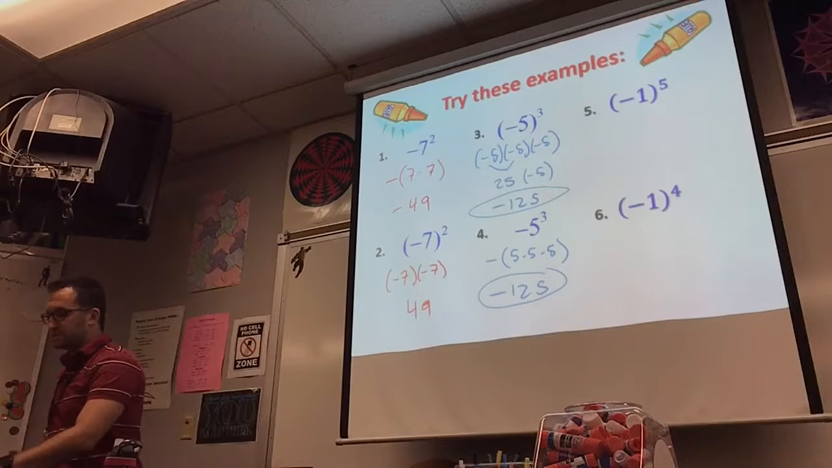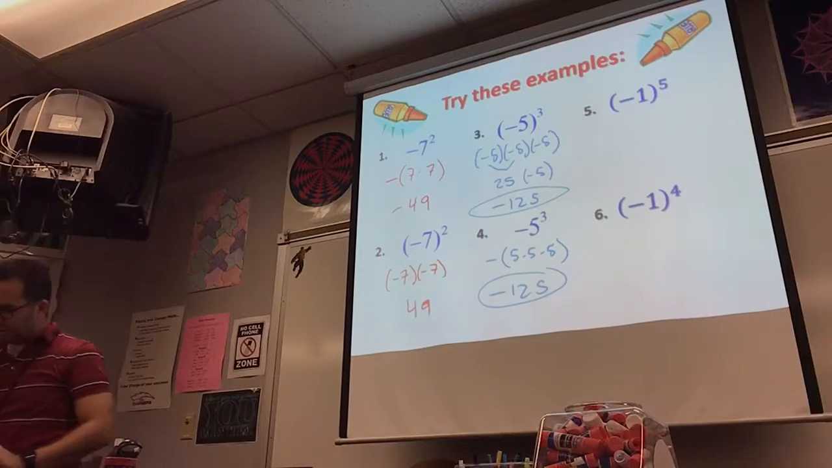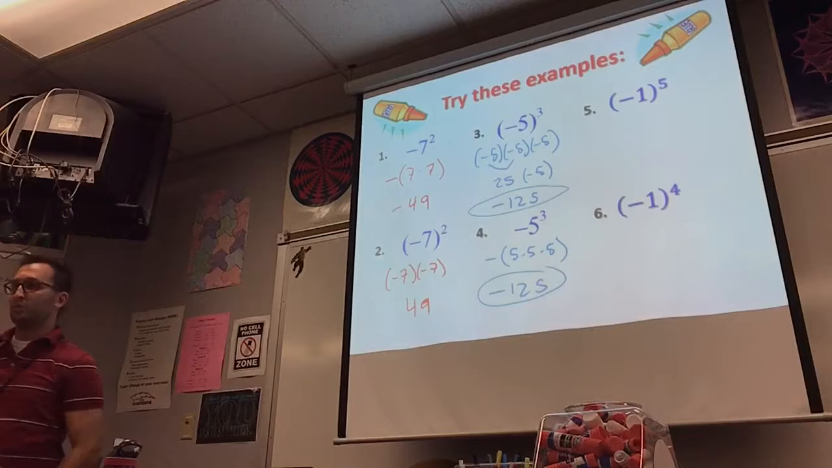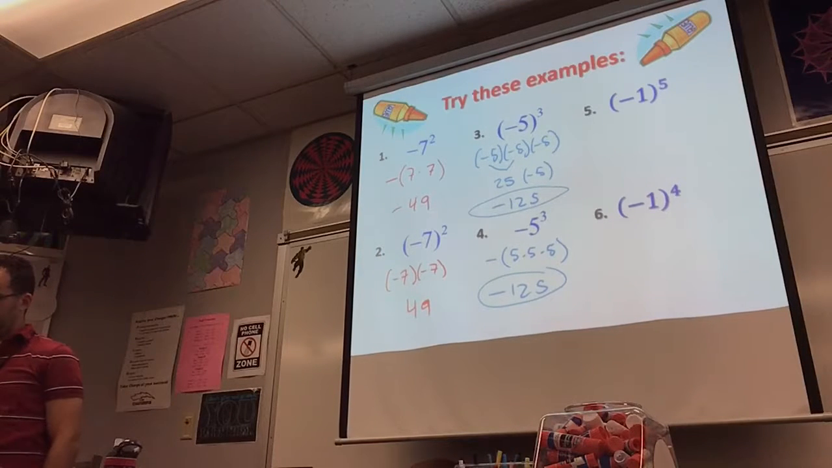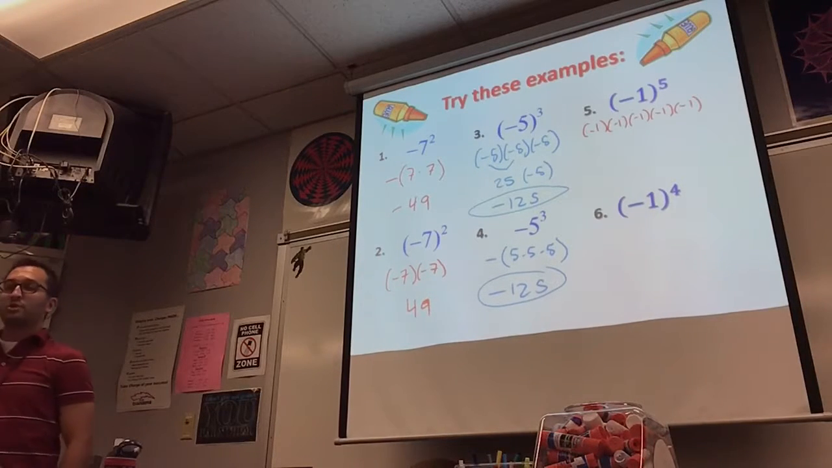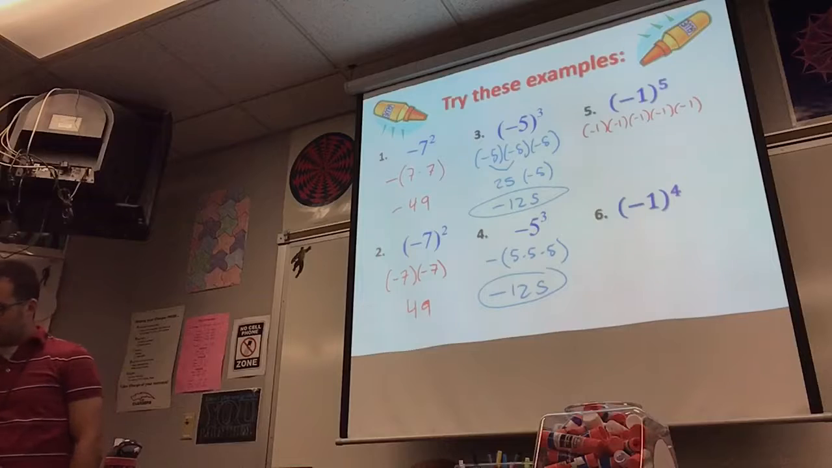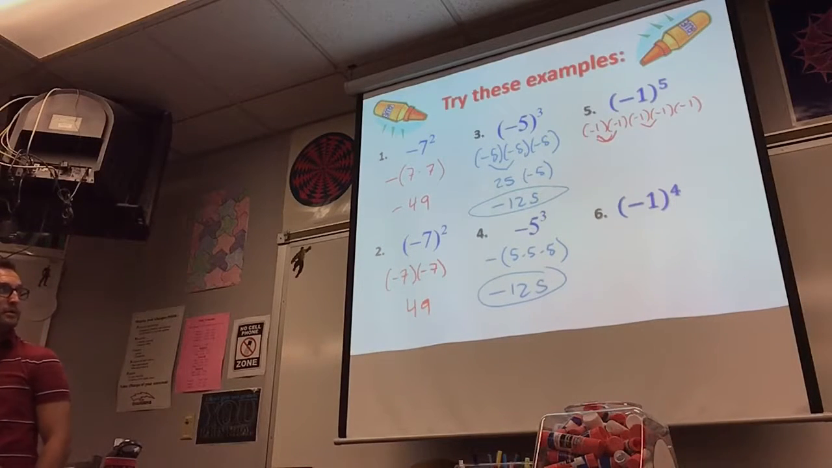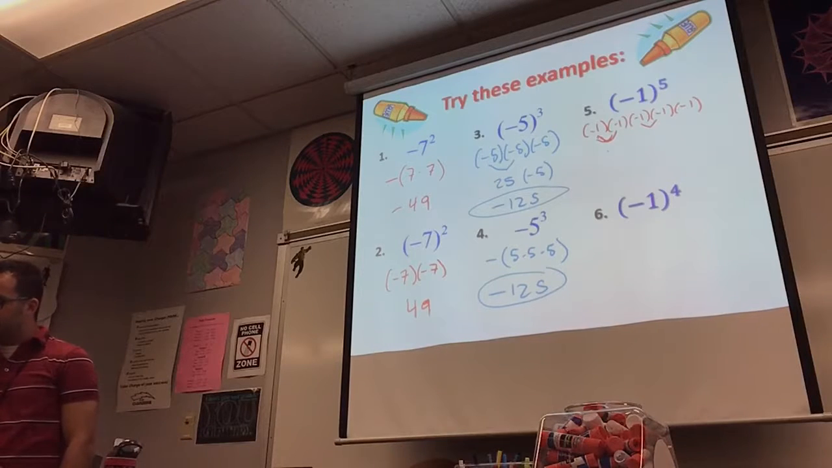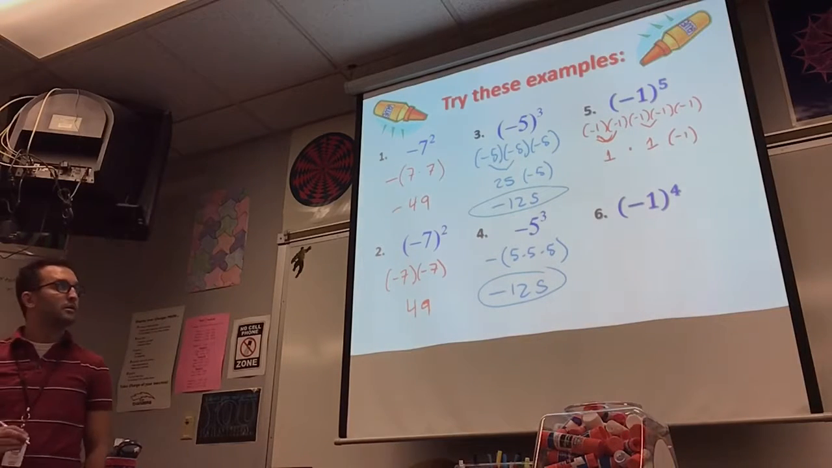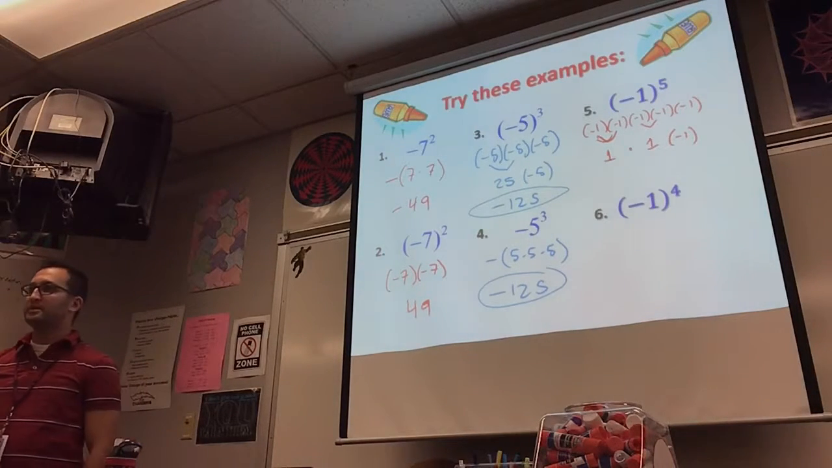Let's look at 5 and 6. I'll do 5. What's being repeated? Parentheses. Negative 1, negative 1, negative 1, negative 1, negative 1. So we're going to do a couple of same sign positives, right? The first 2 multiply together, same sign, positive 1. The next 2 multiply together, positive 1, and then of course we're left with that negative 1 at the end. What's 1 times 1? 1. Times negative 1?